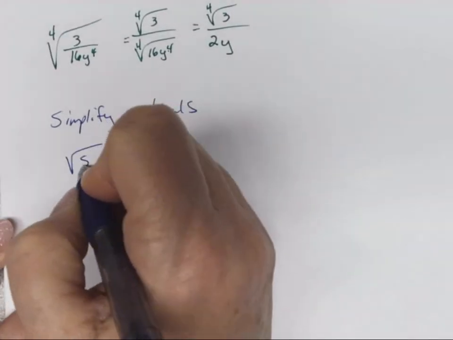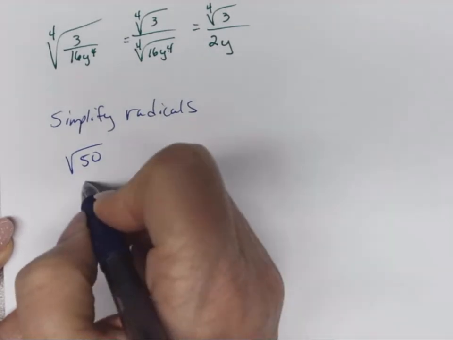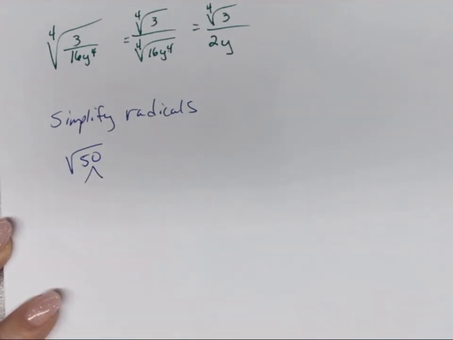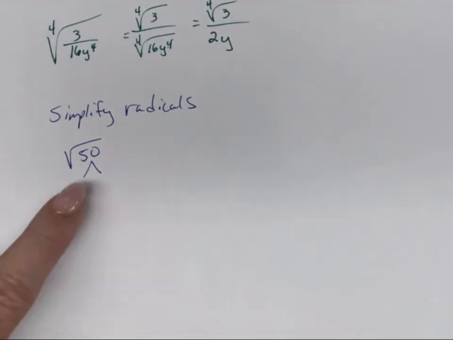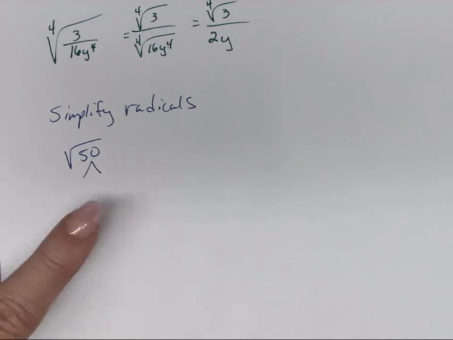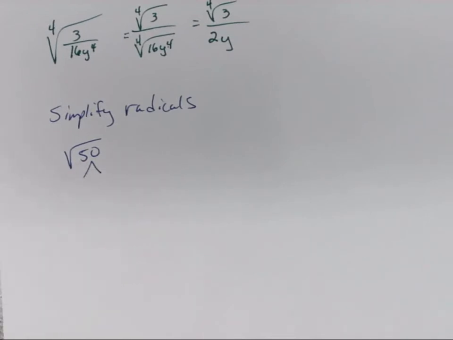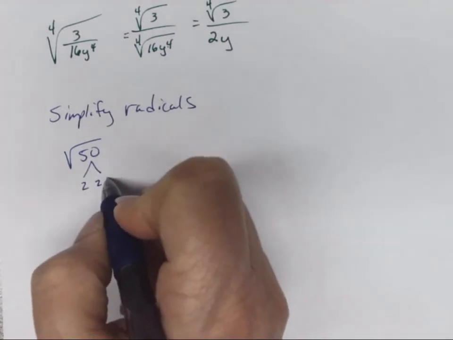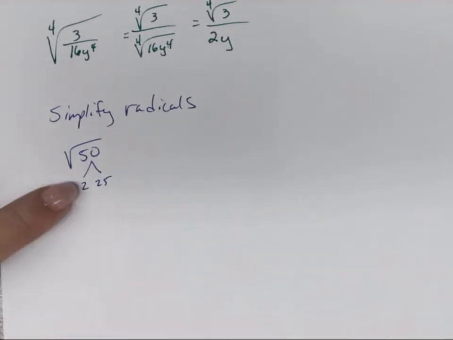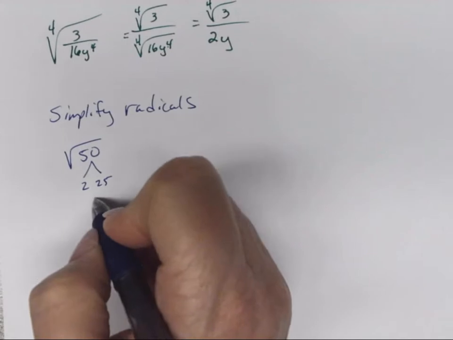So if we're given the square root of 50, what we're going to do is factor it down to the prime factorization. Now, I can choose any factors of 50. I can choose 5 times 10 or 2 times 25. It doesn't matter. I'm going to choose 2 times 25, but I could have done 5 and 10. You'll end up with all of the same factors.